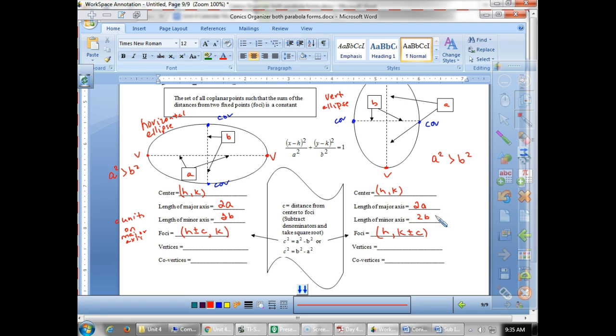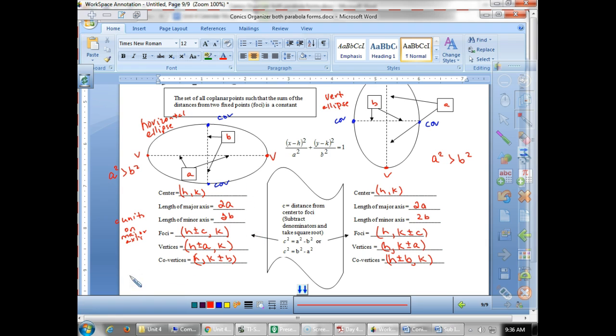Okay? Now, same thing for the vertices. They sort of switch. For the horizontal, I have to add to the x, go left and right. So it's going to be (h plus and minus a, k). Here, because I'm going up and down, it's going to be h and then k plus and minus a. So you're adding and subtracting to go up and down because it's a vertical ellipse. The co-vertices are going to flip, obviously. So you have h and then k plus and minus b. And here, because we're trying to go to the right and to the left, the distance of b, it'd be (h plus and minus b, k).